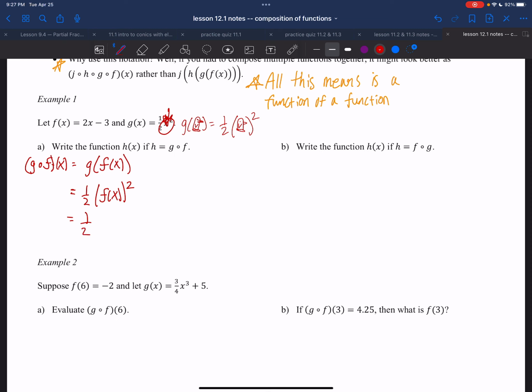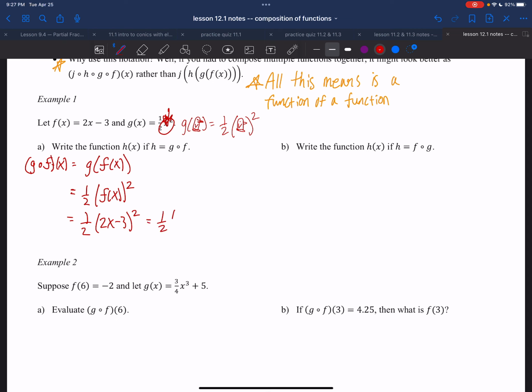You say, Mr. Spade, you're going too fast. I say, rewind the video and play at 0.25 speed. Okay? 1/2 (2x minus 3) squared. That's what that is. Whichever way you like. I will go ahead and expand.